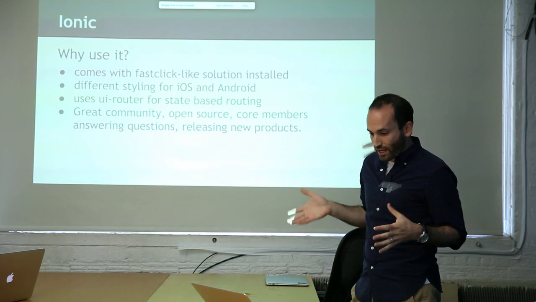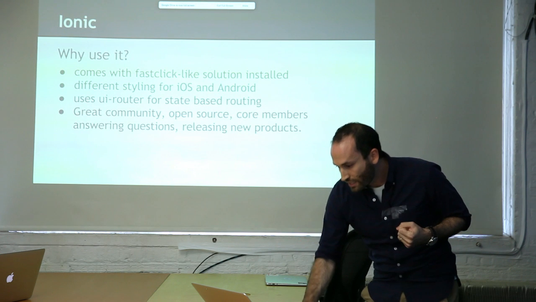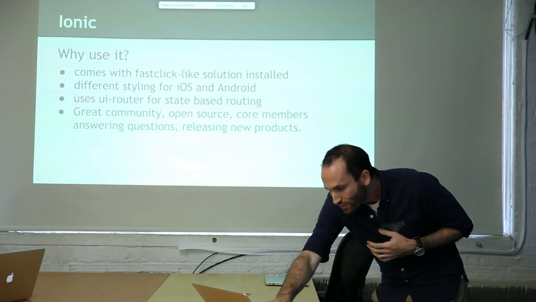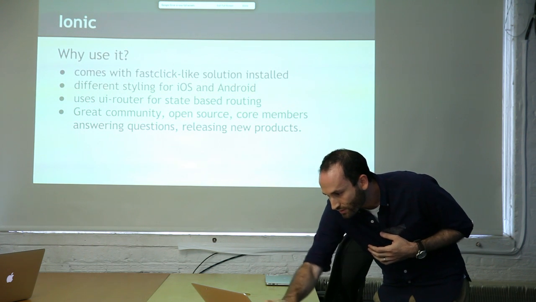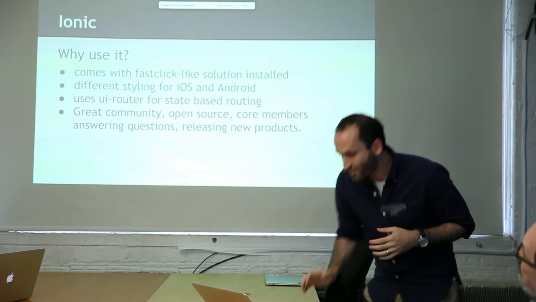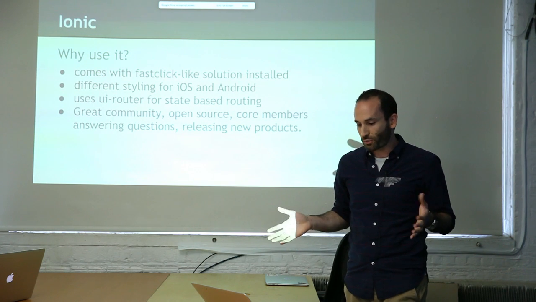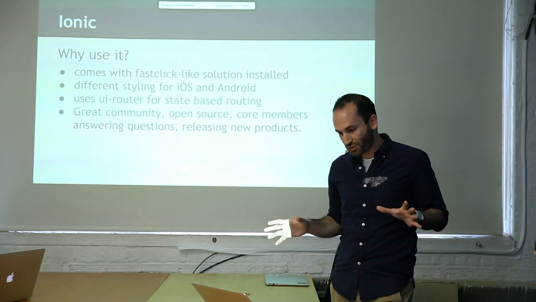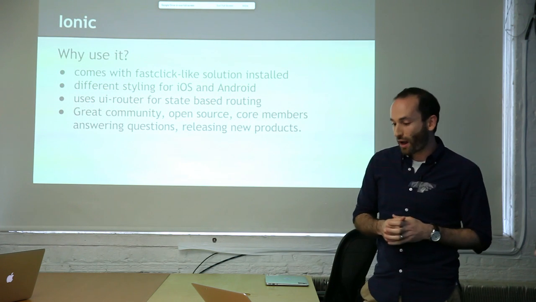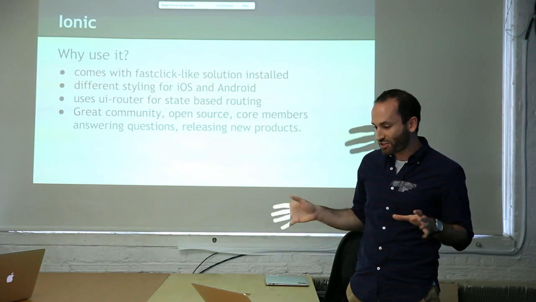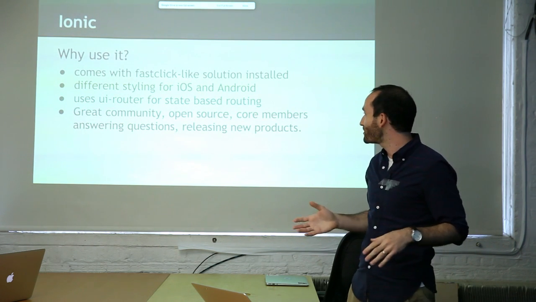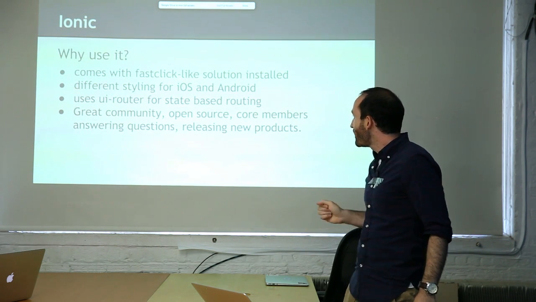So like any framework, Ionic's going to solve a lot of problems for you. Some of these common ones that you'll find: it has a fast click-like solution installed already, so it'll take care of that for you. It has the different style sheets, like I mentioned, for iOS and Android. It uses Angular's UI router to have state-based routing, so you can have different tabs, different states. Each of those will have their own navigation histories. I'll show that in the demo.